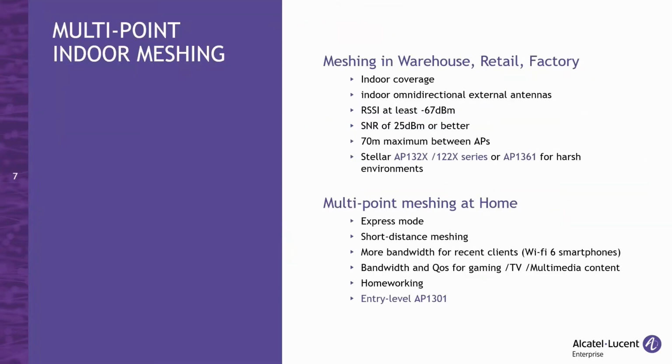Indoor meshing is generally used for industrial and factory areas. RF requirements for indoor meshing are identical to indoor coverage: SNR of 25 dB or better, and RSSI of at least minus 65 dBm. Maximum distance of 70 meters between APs in .11ac or AX.